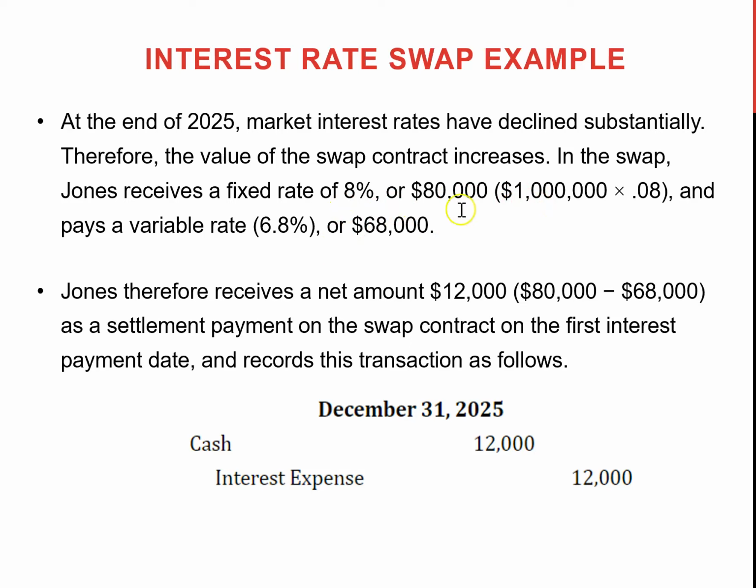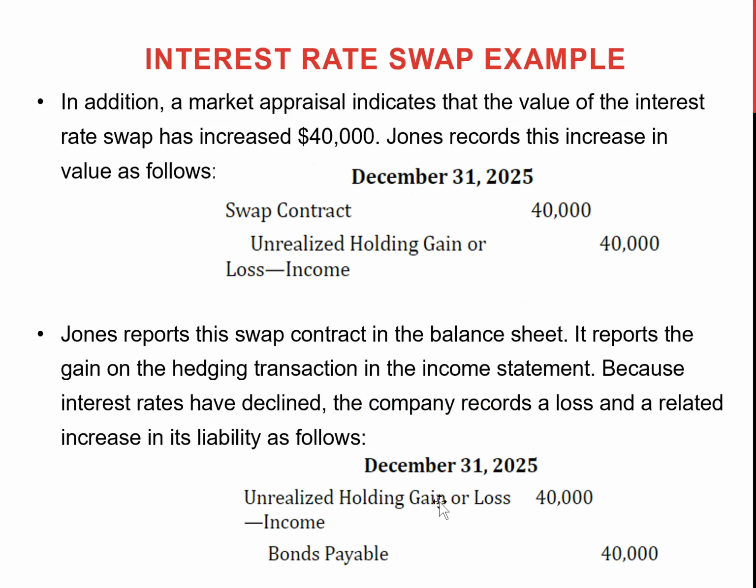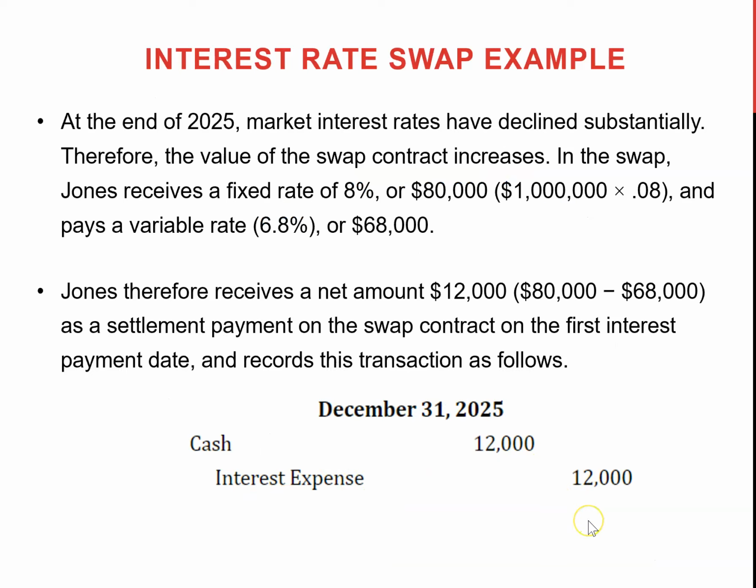If we take this difference, you can use the entire denominator: what you are receiving, which is 1 million multiplied by 0.08, and then you can subtract the total amount you are paying, 6.8% multiplied by 1 million, and take the difference. So from this swap counterparty, Jones is receiving $12,000 and he's using the same account, interest expense. So now you will see that because of this gain that Jones is making, that will help to protect against the fluctuations that Jones is supposed to face because of the interest rate decline.